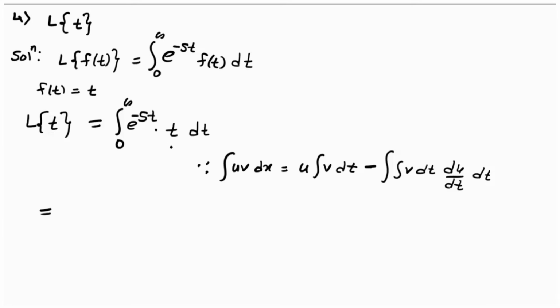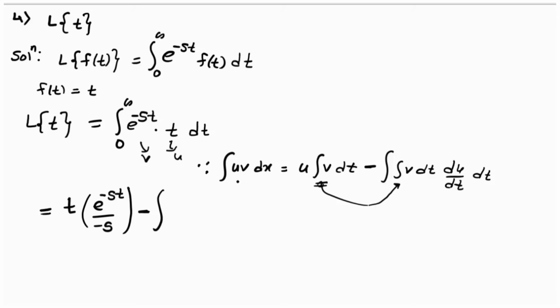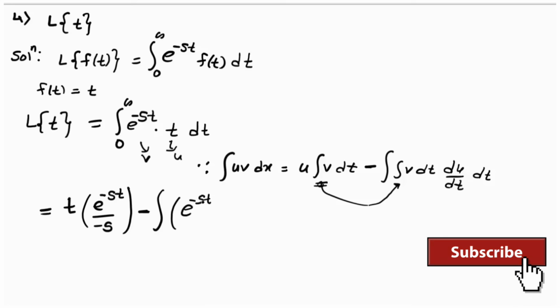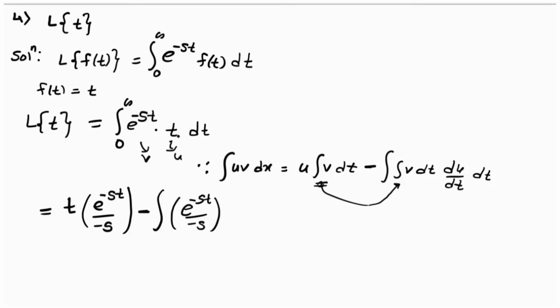See here how to write this. This term t is our u and e is our v. So u as it is, integration of v. So this term we have to integrate. The integration of e is e raised to the power minus st divided by minus s, minus integration of, see here, whatever integration answer we get for v, you have to write here. So integration of v is this one, divided by minus s. Derivative of u, the derivative of t with respect to t is 1 dt.